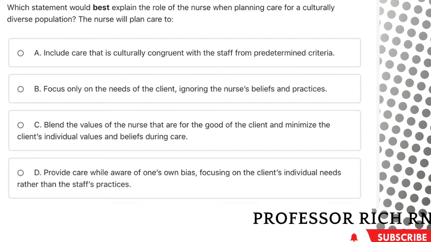Our first question. Which statement would best explain the role of the nurse when planning care for a culturally diverse population? The nurse will plan for care to A. Include care that is culturally congruent with the staff from predetermined criteria. B. Focus only on the needs of the client, ignoring the nurse's beliefs and practices. C. Blend the values of the nurse that are for the good of the client and minimize the client's individual values and beliefs during care. D. Provide care while aware of one's own bias, focusing on the client's individual needs rather than the staff's practices. So give this one some thought.